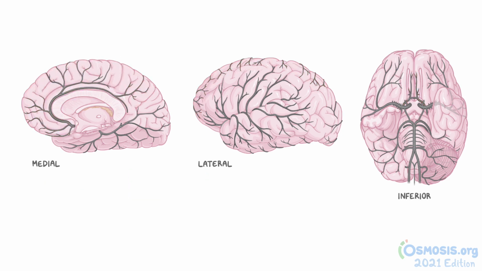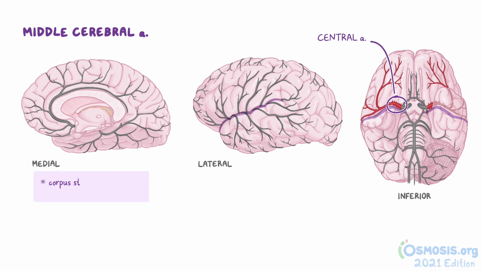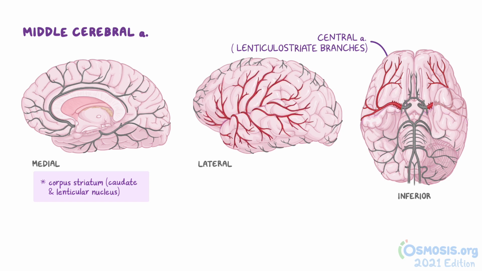Next, after branching from the internal carotid artery, the middle cerebral artery travels laterally along the lateral sulcus. While it traverses the lateral aspect, it gives off deep penetrating branches called central arteries, which supply the deeper structures of the brain, like the corpus striatum, which is made up of the caudate and lenticular nucleus. This is why these central arteries are often referred to as lenticulostriate branches of the middle cerebral artery. After reaching the lateral surface, the middle cerebral artery provides a few branches that supply the lateral surface of the temporal lobe and part of the infralateral surface of the frontal and parietal lobe.